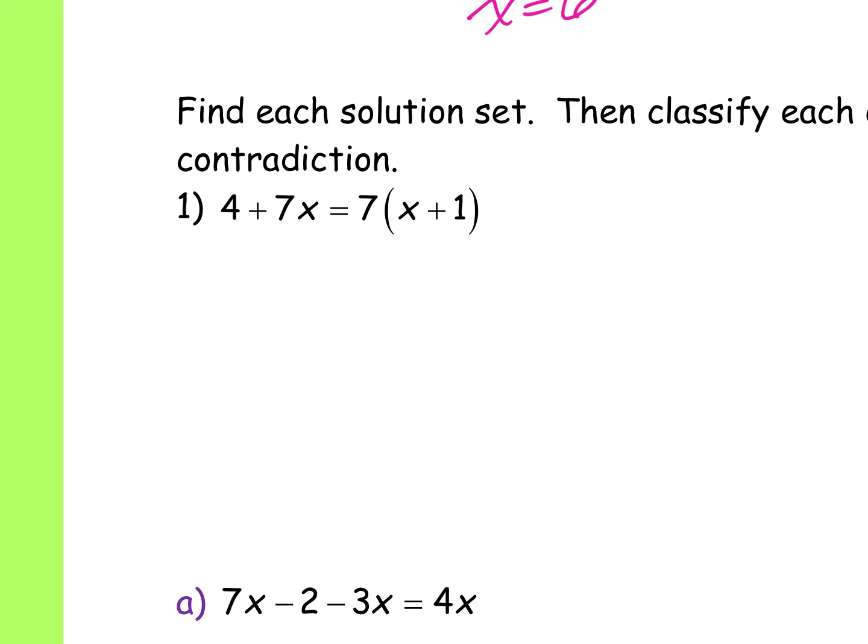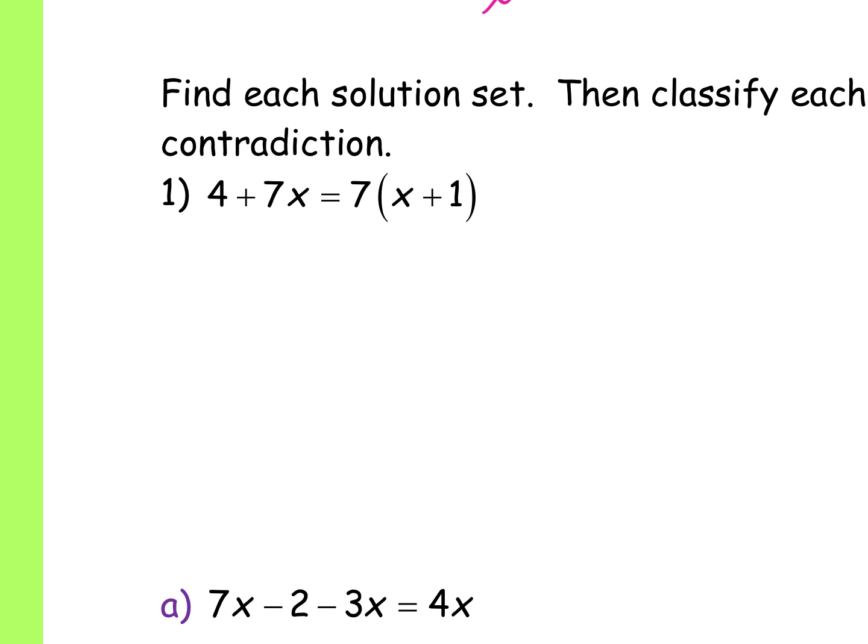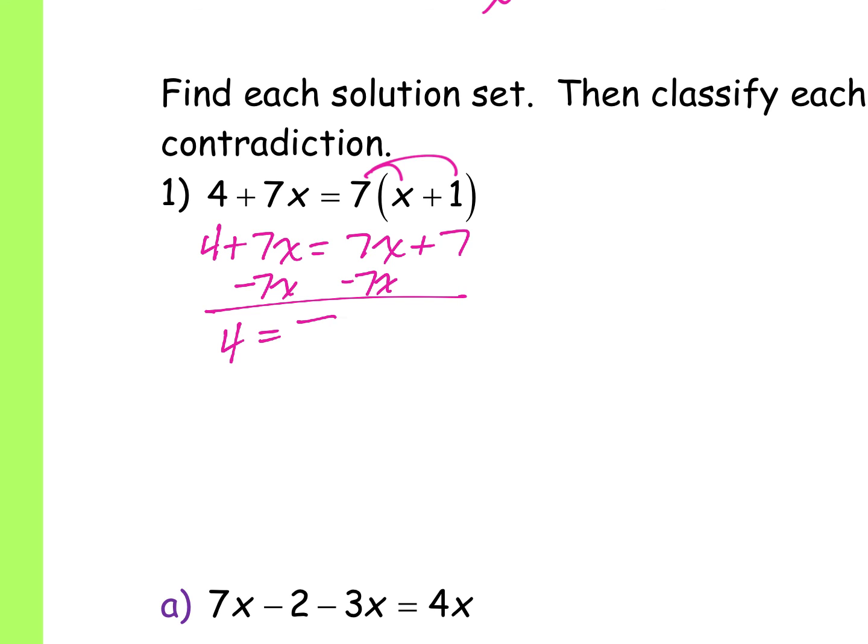Okay, so number 1, what do I do first? Distribute, good. So I have 4 plus 7x equals 7x plus 7. Now what do I do? Minus 7x? Minus 7x, beautiful. And I get 4 equals 7. 4 does not equal 7. Contradiction, good. And it's Allen, right? Yeah. Okay.